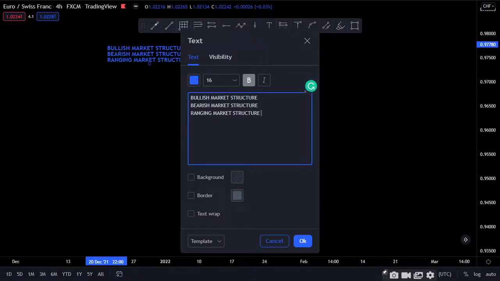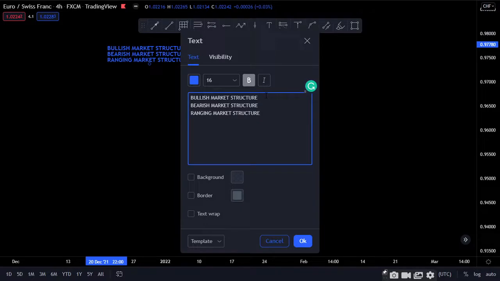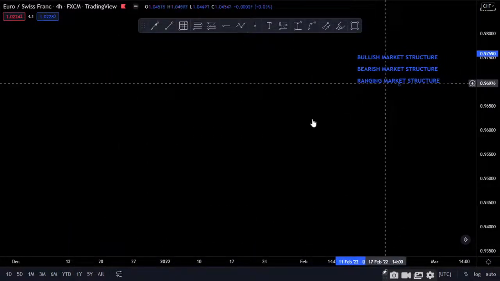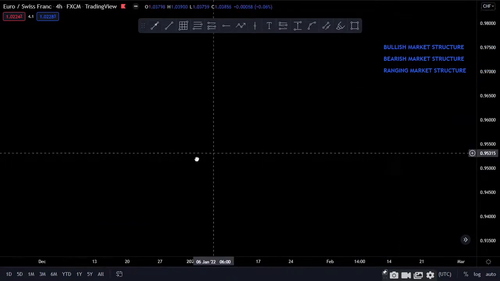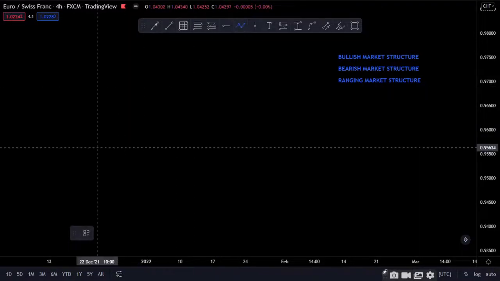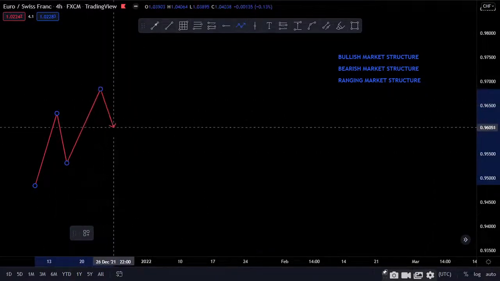So market structure simply means the behavior of the market, or the behavior of the asset you are trading. Bear in mind we have these three structures. Every market, being cryptocurrency, forex, anything, we have these three market structures. This is how they move. This is bullish, how bullish market structure moves.